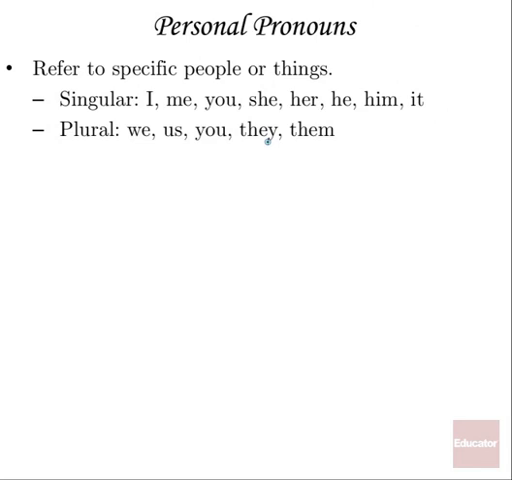All right, we begin with personal pronouns. Personal pronouns refer to specific people or things. So there are singular and plural personal pronouns. Singular: I, me, you, she, her, he, him, and it. Notice the it that can take the place of an awful lot of different things. Now the plural version: we, us, you again, they, and them. All of these words can stand in for people or things.